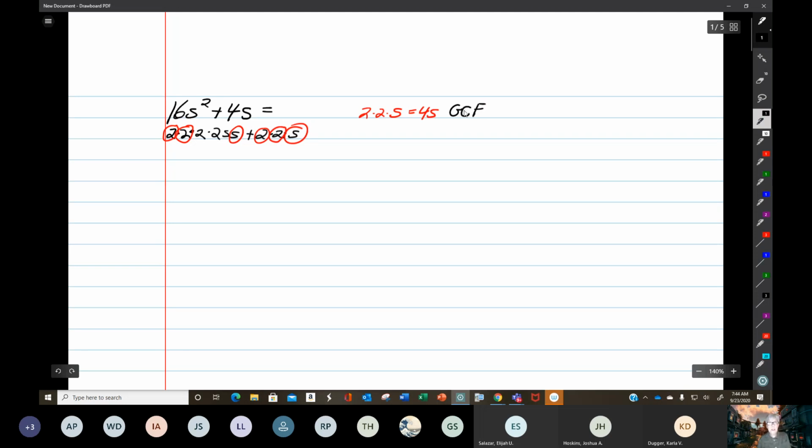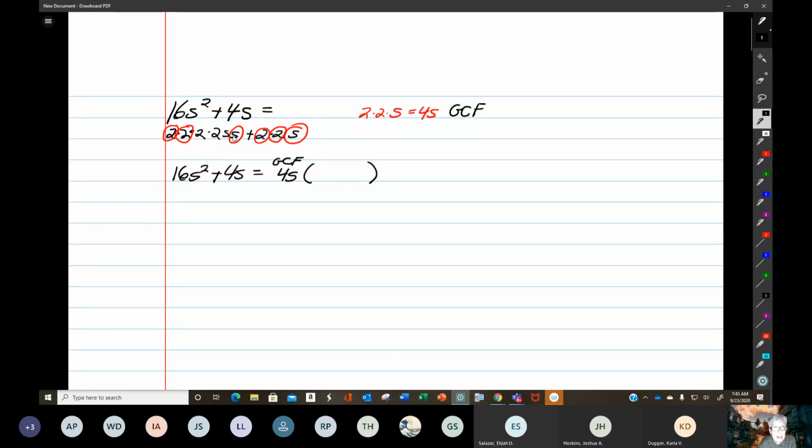And the position of the GCF is usually in front. So I'm going to rewrite 16s squared plus 4s like this. Here's the GCF. Then there are open parentheses. And then we write the leftovers. Like you put the leftovers in the refrigerator, the leftovers go in the parentheses.